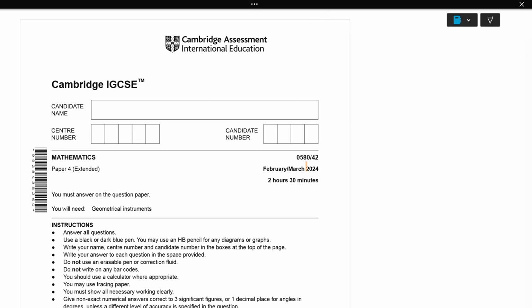Here is 0580/42, February/March 24, paper 4 extended. Okay, so calculator paper. Let's start the first question.